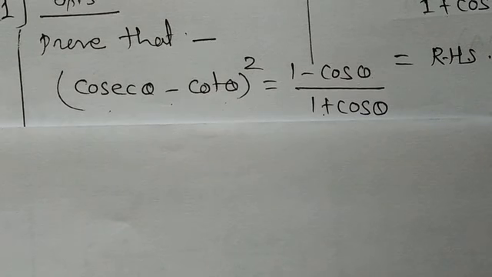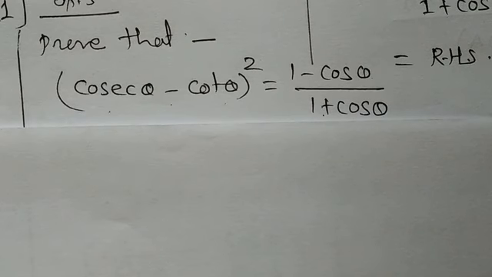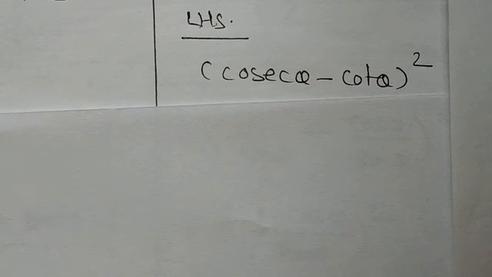So prove that (cosec theta minus cot theta) whole square is equal to (1 minus cos theta) upon (1 plus cos theta). We can always take the left hand side. What is the left hand side? That is (cosec theta minus cot theta) whole square, and we solve the left hand side and it will be equal to the right hand side. Left hand side equals what? (Cosec theta minus cot theta) whole square.